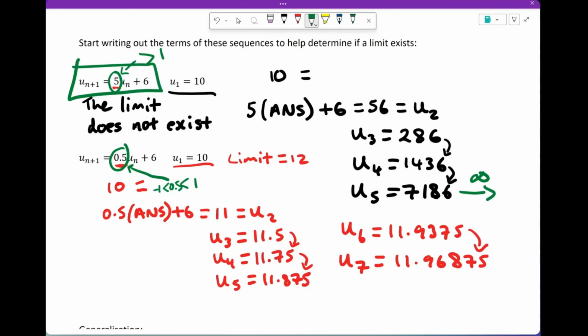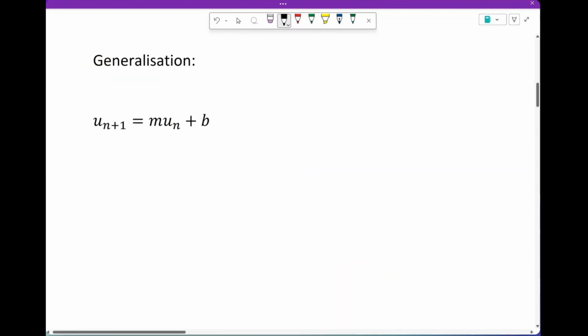So let's write out a generalization. So here we've got the general format of the recurrence relation we are considering. Okay, so something of the format u_(n+1) is equal to some multiple m of u_n plus some constant b. Okay, and what we require is that this value m here has to be between 1 and negative 1. So I've got to say m has to be smaller than 1, but it's got to be greater than negative 1. In this scenario, then the sequence will converge.